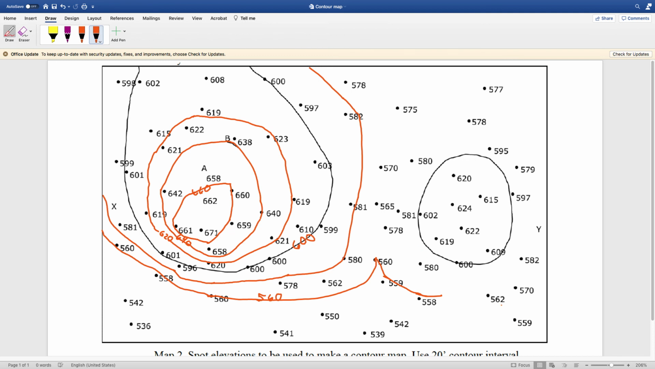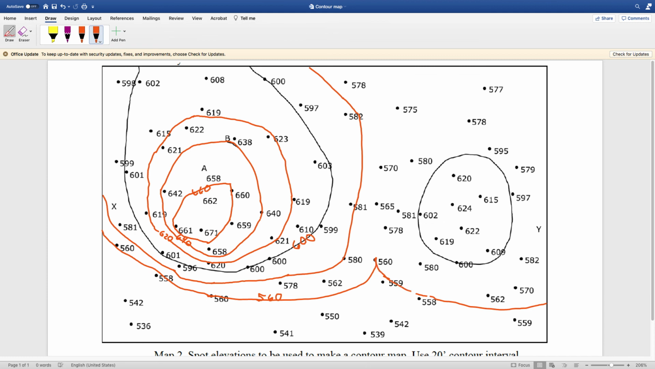Now where do I go over here? 562. That's 600 right there. So my 560 line has to go below this dot, pretty close to this one. And it looks like it's just going to go off the map right there. Maybe something like that. And I can erase this if I need to and redraw it. Try to make them as smooth as possible.